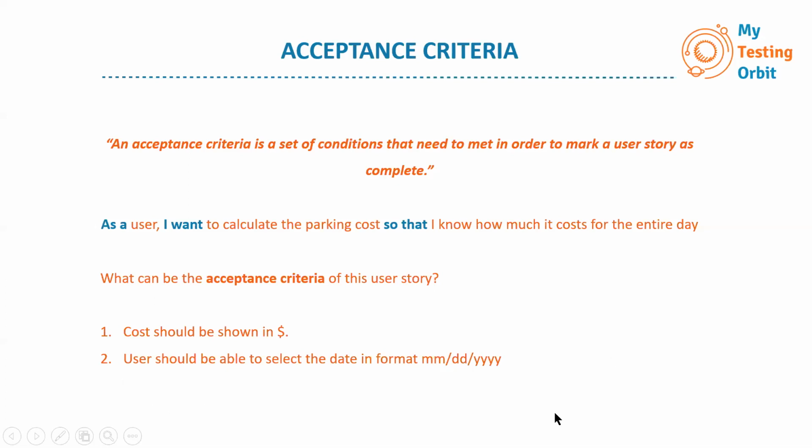There can be many more acceptance criteria, but the basic purpose of acceptance criteria is that we can't mark our user story as complete, or in agile terms done, until this acceptance criteria has been met.